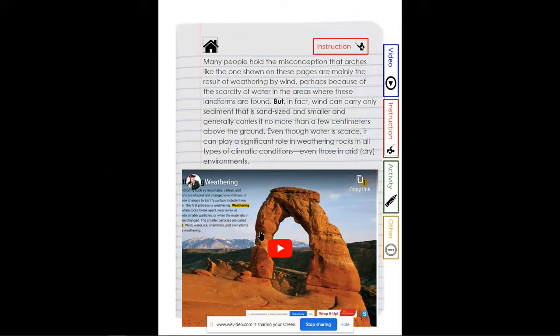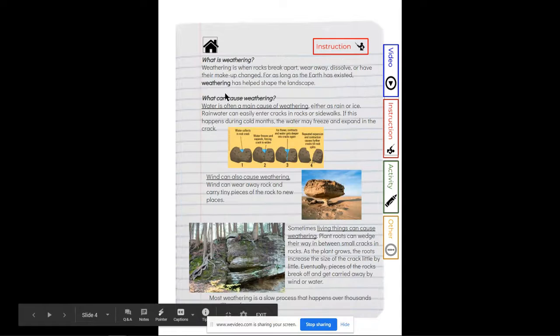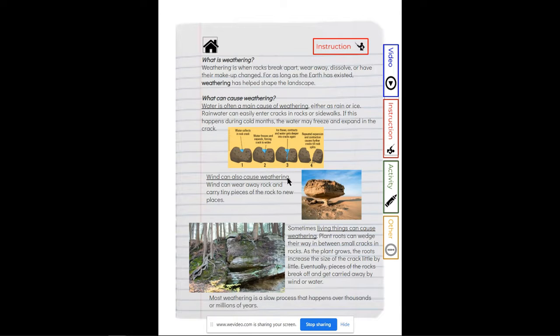And then this video gives you all of the information about your weathering lesson and the information you need to know about weathering, including the types of weathering that we are studying today. This is another set of background information that talks to you about the main causes of weathering, whether it is water, wind, or living things.